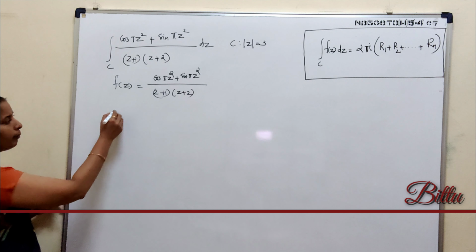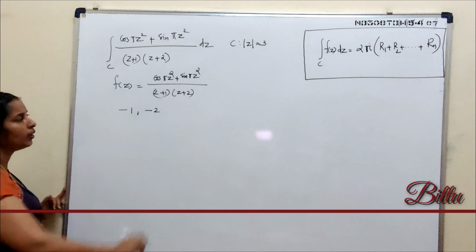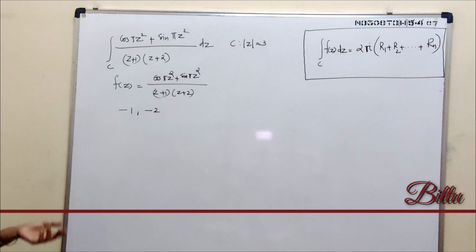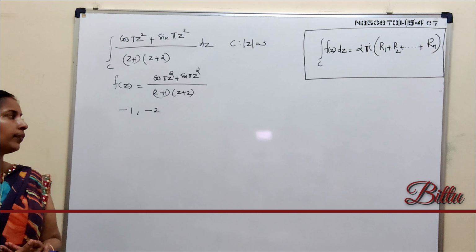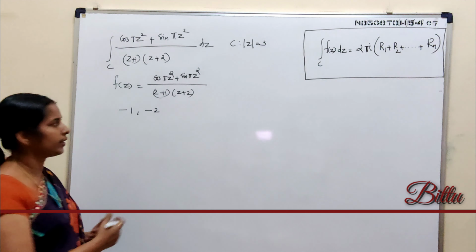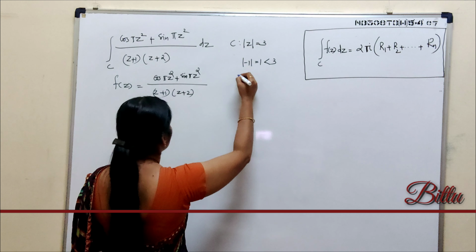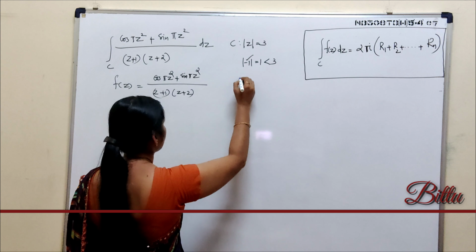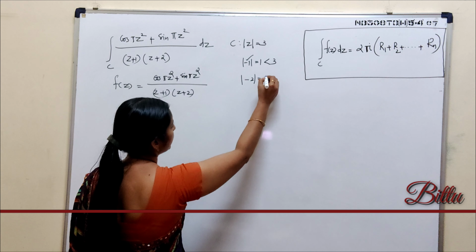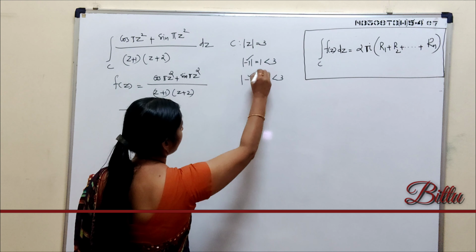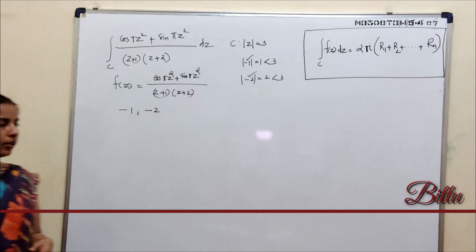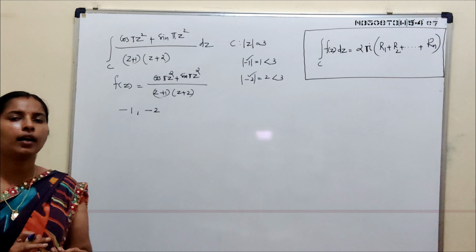Clearly, its poles are minus 1 and minus 2. Both are simple poles. Next, you check its position with respect to the circle, that is, whether it is inside or outside of C. Here, C is mod z equal to 3. Mod minus 1 is 1, which is less than 3. So, minus 1 lies inside. Next, mod minus 2 is 2, which is less than 3. So, minus 2 is also within C. So, clearly, both the poles are inside.